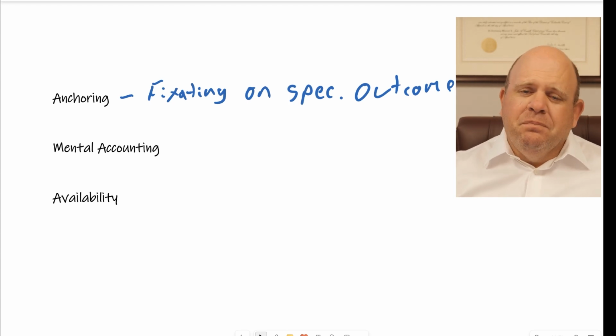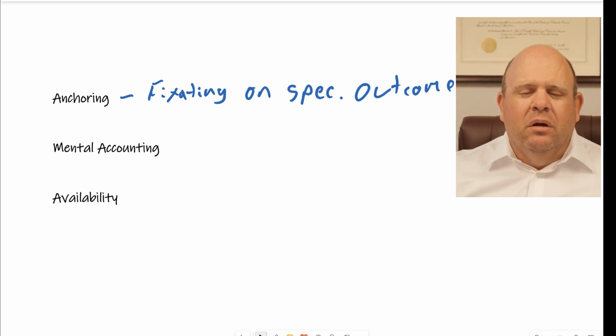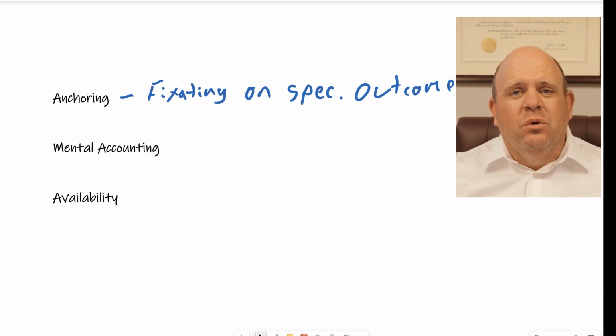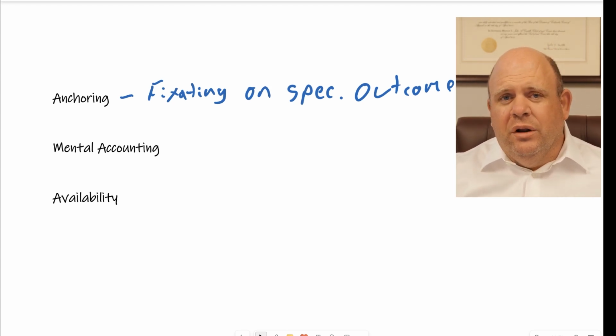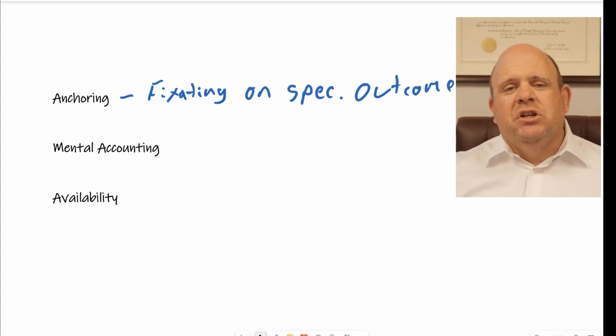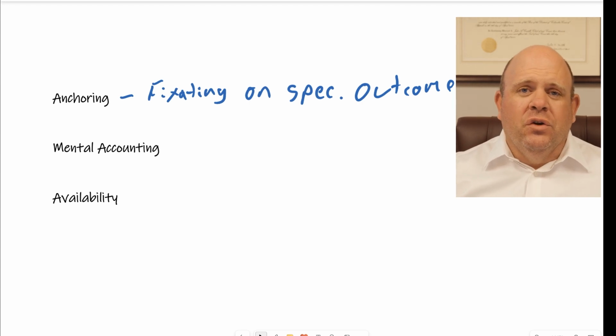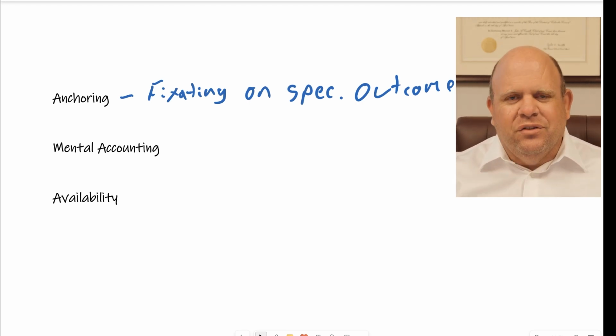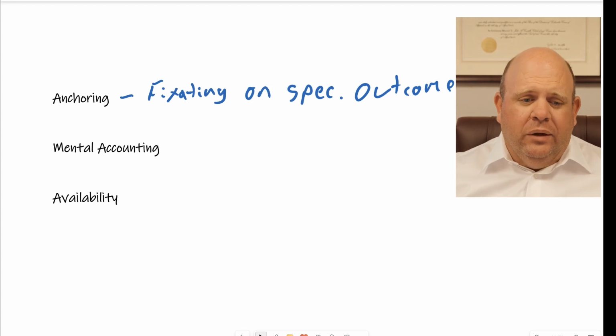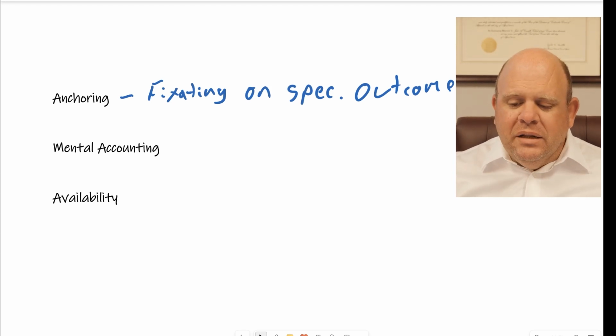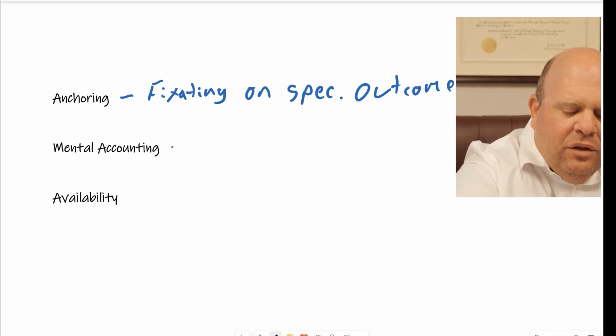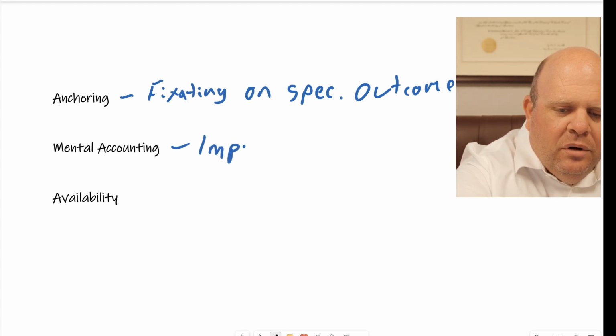If the value is different than what the market is telling you the fair market value is, it's time to pay attention to the market and really adjust your numbers accordingly. Now, it doesn't mean that you have to sell if you don't like that number, but you need to do the analysis to make sure that you're not getting anchored to something that just doesn't exist, something that's not real.